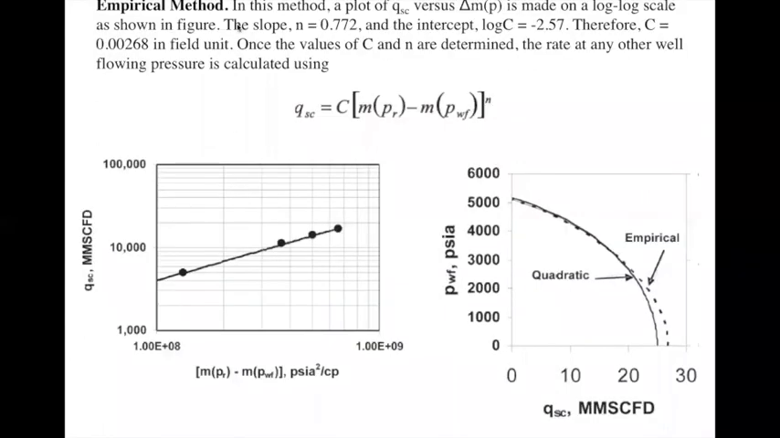Okay. So another approach is the empirical approach. Again, I've tried to show you that this QSC is plotted against this MPR minus MPWF on a log scale, and you see the slope will give you N and this intercept will give you C value. Now this is both quadratic and empirical approach. So this quadratic approach is also called theoretical approach, and the empirical approach has been plotted, and there is slight difference in this AOF value. So this is around 5 to 10%. So this is acceptable.